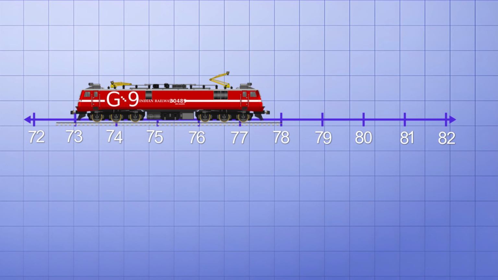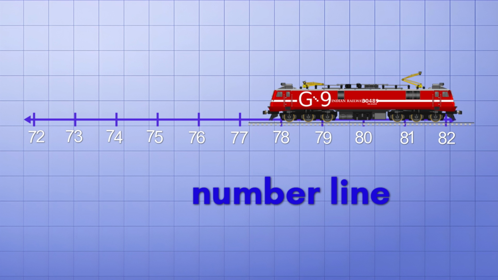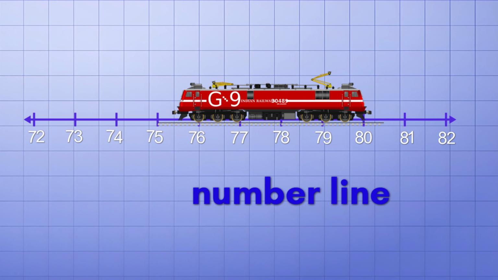A good way to picture it is as a railroad track. A train can travel forward or backward along the same track. A number line works the same way. It extends endlessly in both directions.